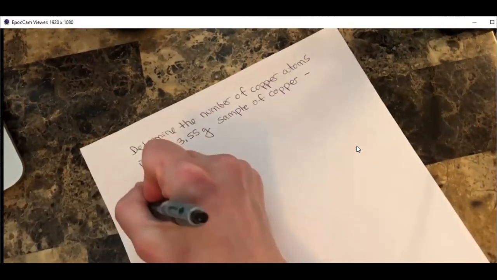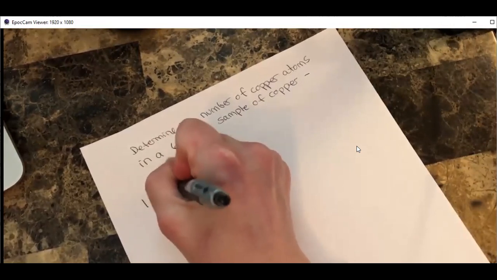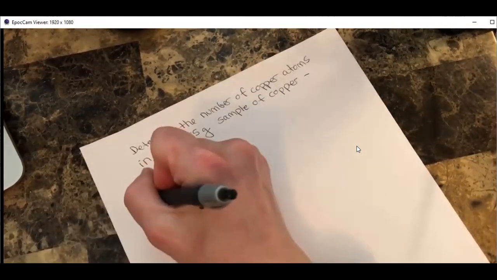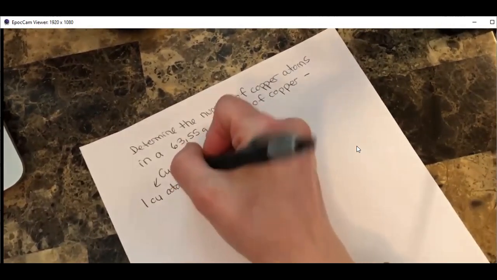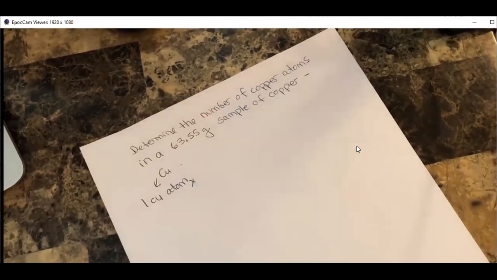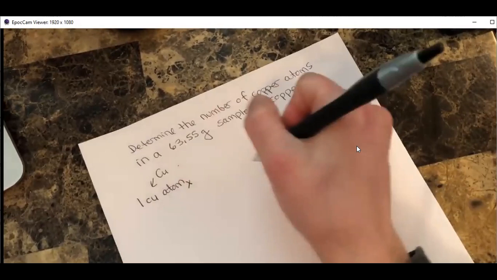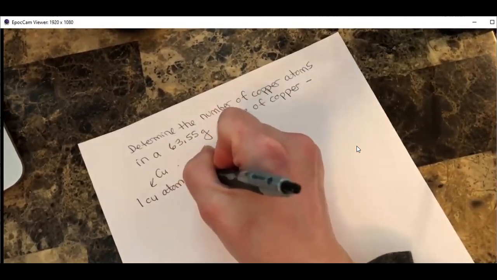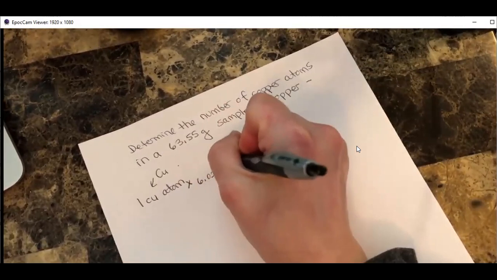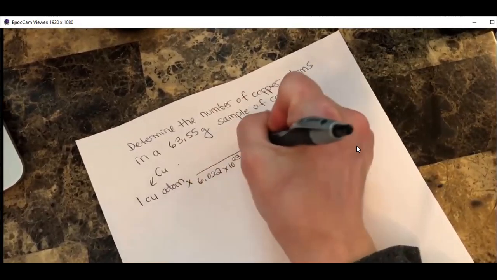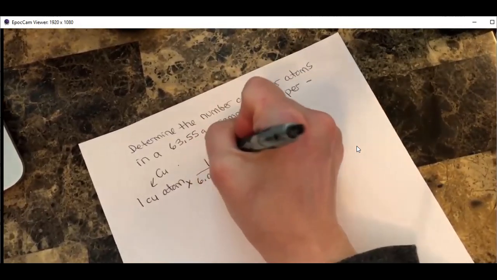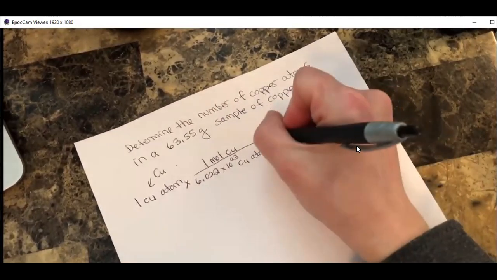So I'm going to start with one copper atom. Oh, I'd be marked down for that one. This should be a capital Cu. Well, you guys know that that's right. Cu, copper. Sorry. One copper atom. We're going to multiply that by the 6.022 times 10 to the 23rd. Remember Avogadro's number? So the atoms have to go on the bottom. So we've got 6.022 times 10 to the 23rd copper atoms in 1 mole of copper, okay?